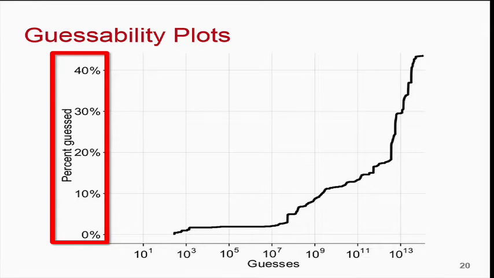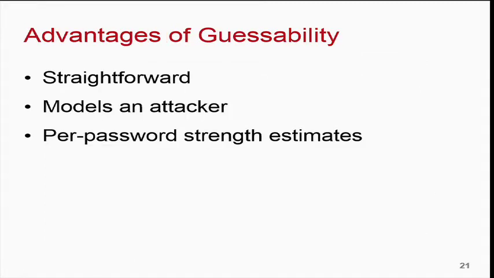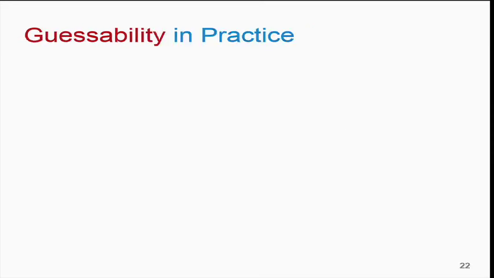So for instance, for some hash functions, 1 million guesses is a lot. For other hash functions, 10 to the 15 guesses is just getting started. Right? So guessability has a number of advantages, which is why it's been taken up by a number of researchers. It's straightforward to think about. It models an actual attack. It provides per password strength estimates. So now we have to consider what guessability looks like in practice.